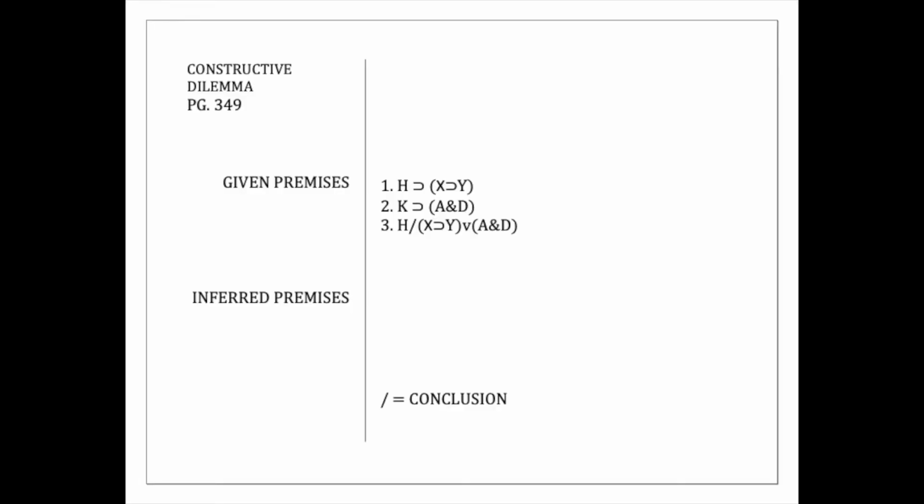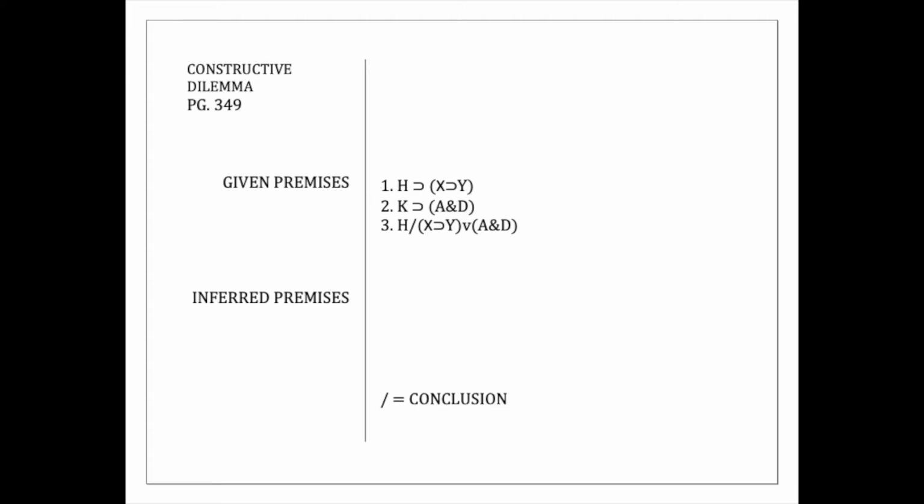All right, now let's take a look at how the constructive dilemma rule works. Let's take a look at the given information. Premise 1, if h, then if x, then y. Premise 2, if k, then a and d. Premise 3, h. Therefore, if x, then y, or a and d.